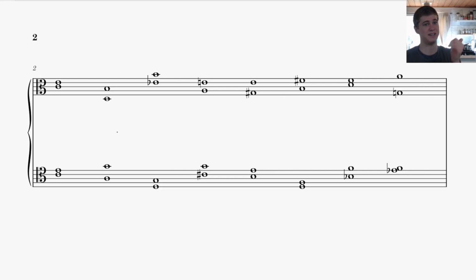Okay, next we see an E flat and a fifth above that, so a B. So in the key of E flat, we have B flat, E flat, and A flat.